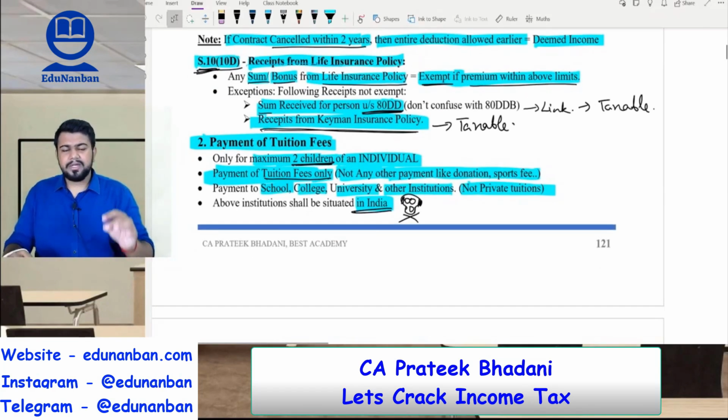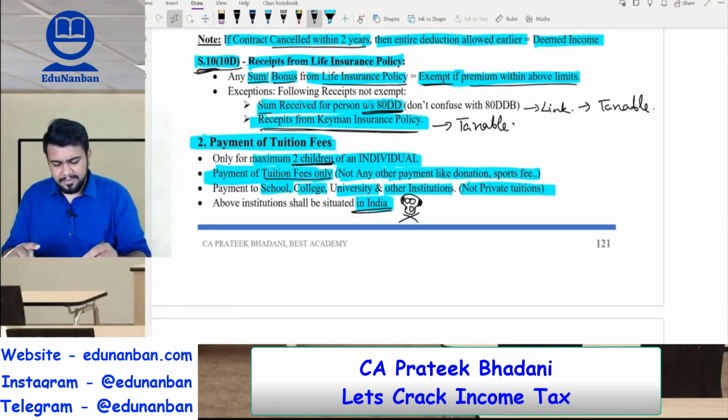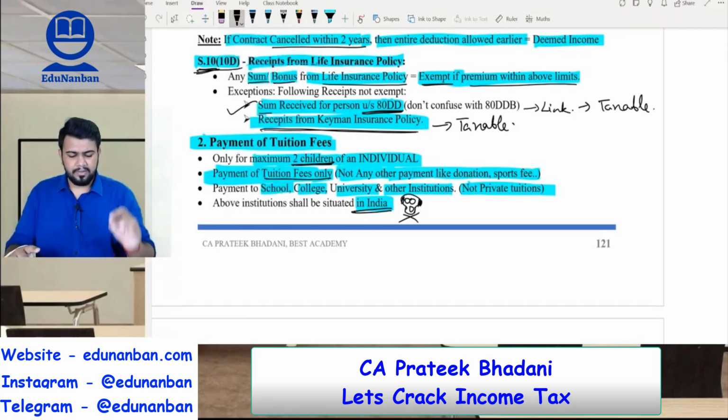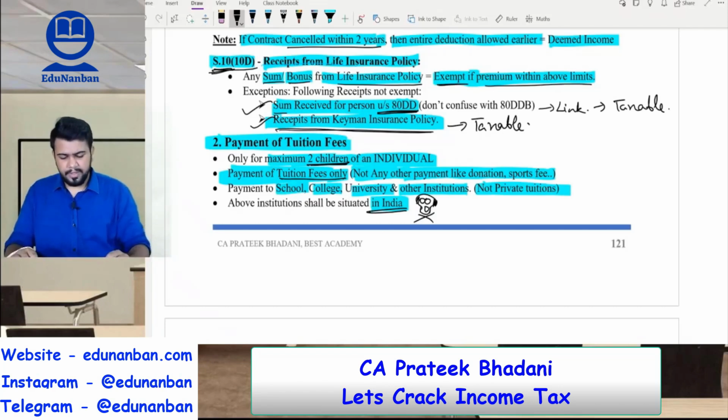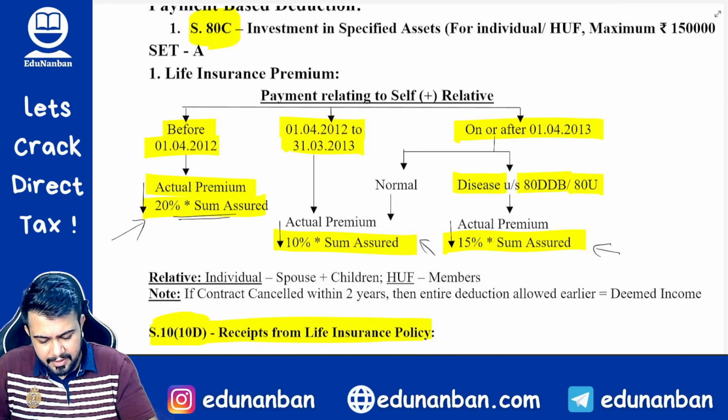However, exemption under 10(10D) is not available for two types of life insurance. Number one, if a sum is received for a person under section 80DD, okay, 80DD, not DDB, 80DD. And number two, if a sum is received from a Keyman insurance policy, then that is also not exempt. Okay. Later on, what happened?